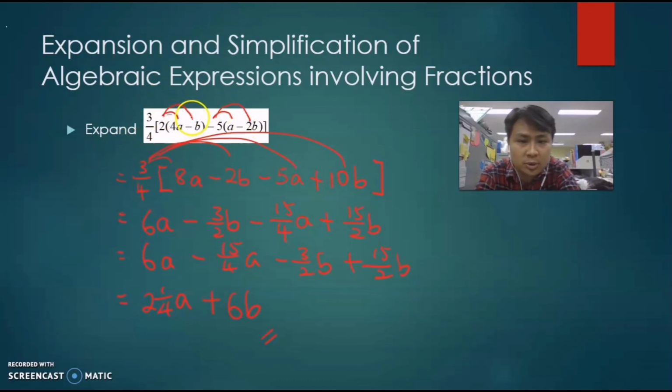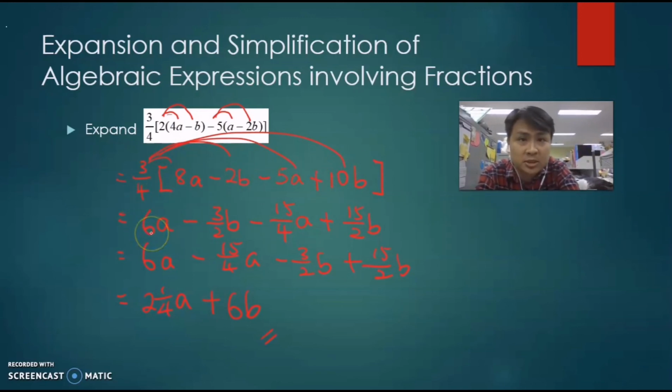What we should be doing is we should actually do the inner brackets first, and once you're done with the inner brackets, then you continue with the outer brackets. Don't be in a rush to multiply this 3/4 to the inner brackets. You'll end up with a very messy working. So always remember, if we have nested brackets, work with the inner brackets first, then you work with the outer brackets. And along the way when you're applying your distributive law, just make sure that you apply your multiplication rules as well.